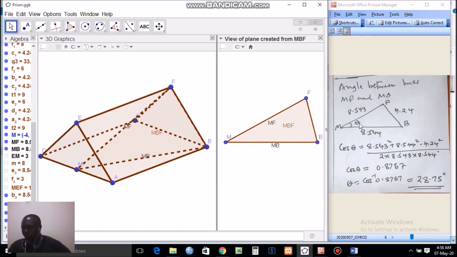Alright, you can follow through your working and check. You can pause the video and go through it keenly, and basically that sums up the concept of calculating angles between two lines in a three-dimensional object.